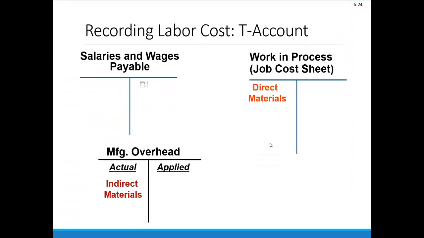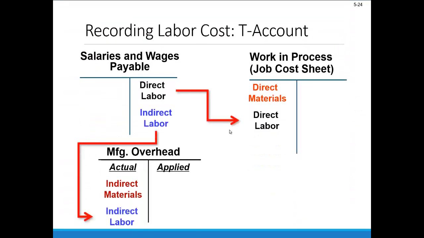We could show that flow in the T accounts as well. There's our total entries in salaries and wages payable for the direct and indirect labor. Direct labor going directly to work in process. Indirect labor getting parked temporarily, at least, in that manufacturing overhead account. So T accounts, remember, are really just a reflection of what we already booked in the journal.